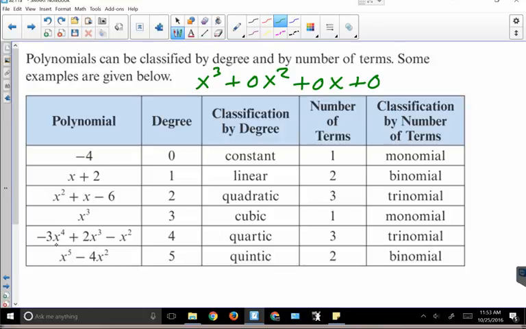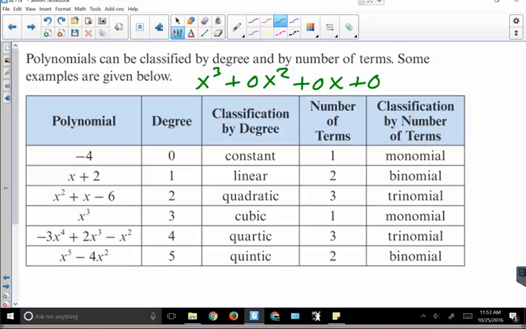Now if I look at the next one, now I've got it to the 4th power. Okay? So what's this degree? 4th degree polynomial. They call it a quartic. Number of terms that this one has? 3. Its constant would end up being a 0, wouldn't it? Plus 0 at the end. There's nothing there. 3 terms together, we call those trinomials because there's 3 of them.